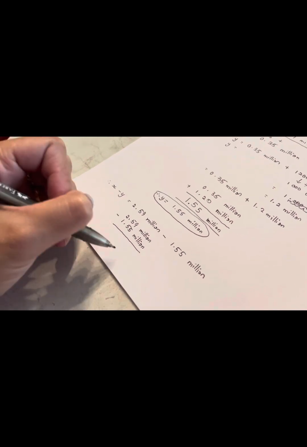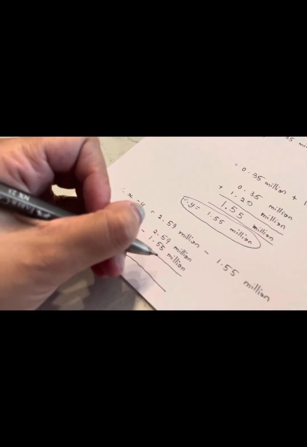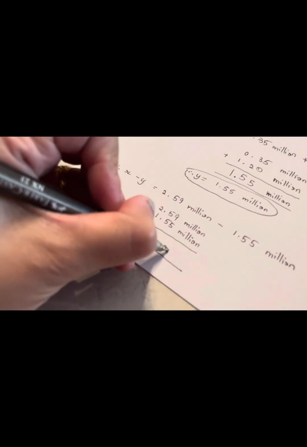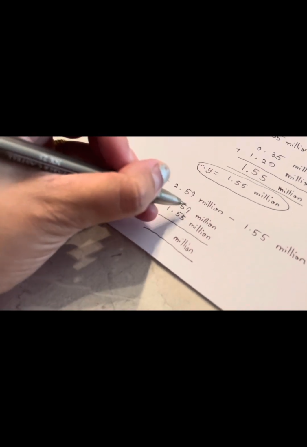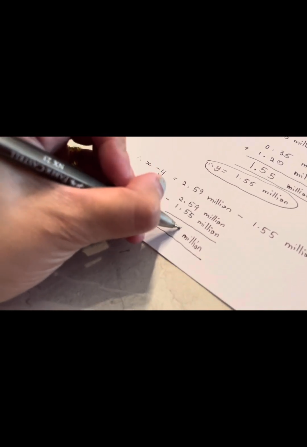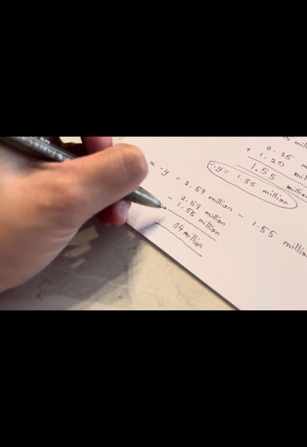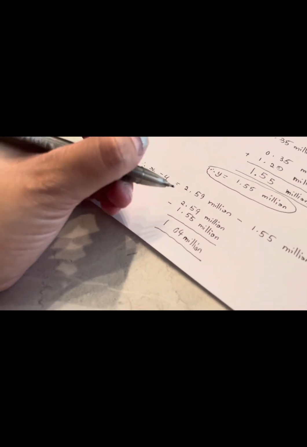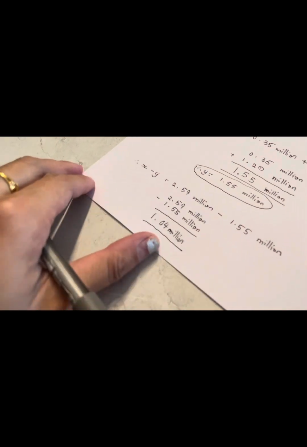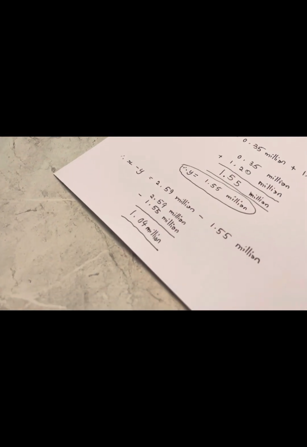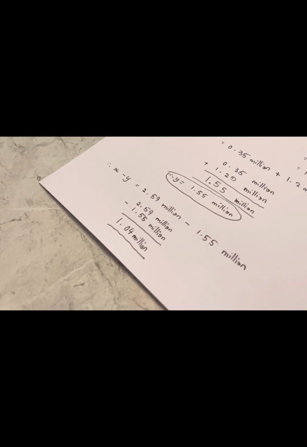Okay, underline. Now see here. 9 minus 5 is equal to 4. 5 minus 5 is 0. 2 minus 1 is 1. So there are 2 decimal places, so you put the point right down like this. So the final answer is 1.04 million.